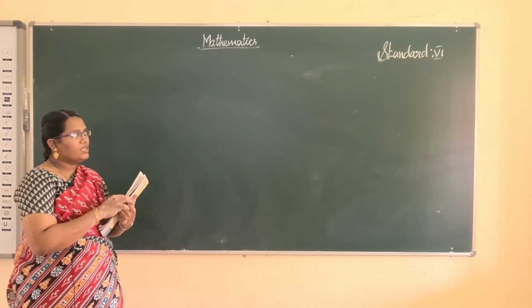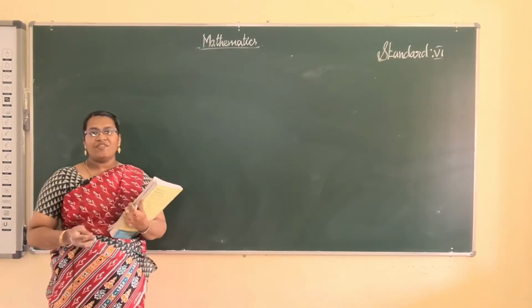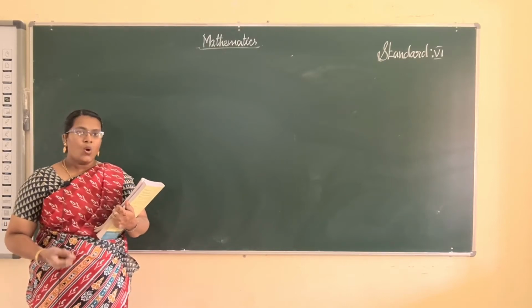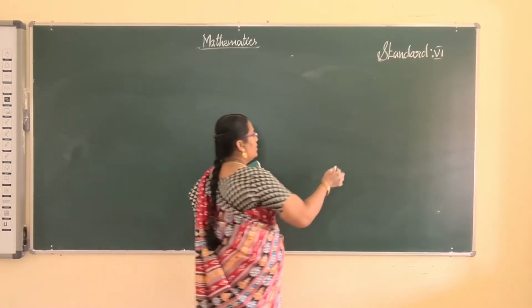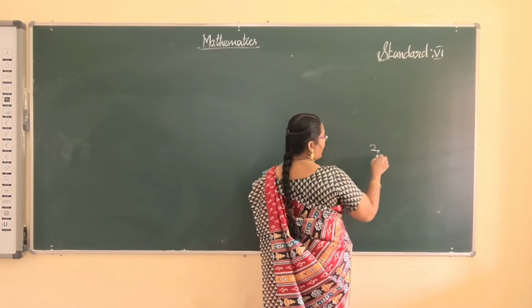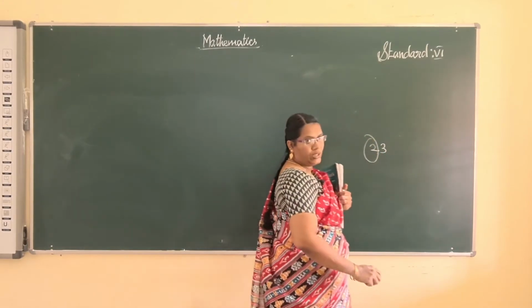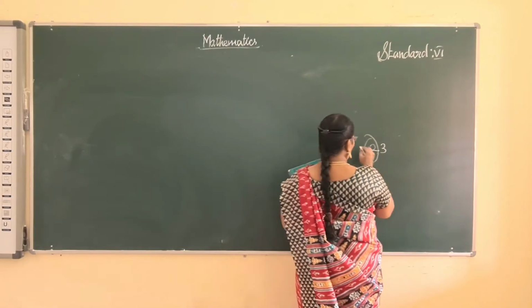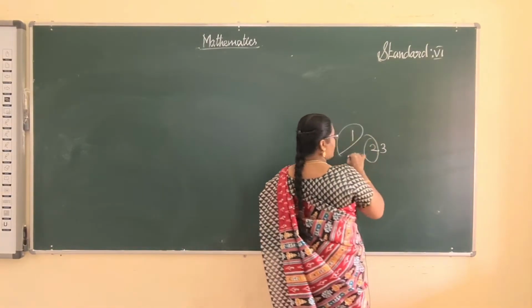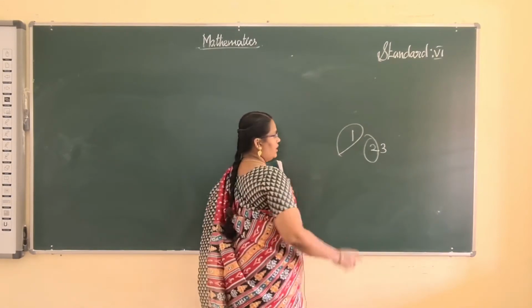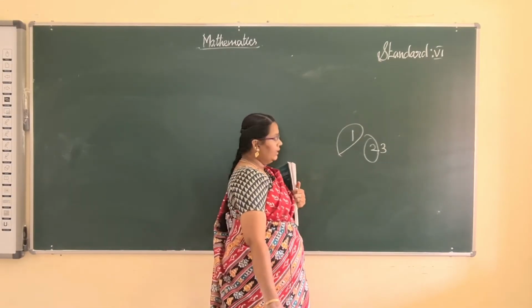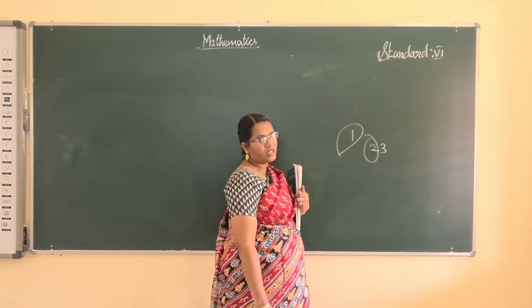So what is meant by prime factorization? We use prime numbers. What are the prime numbers? Prime numbers are 2, 3. The only even prime is 2. Next, is 1 a prime or a composite number? 1 is neither prime nor composite.